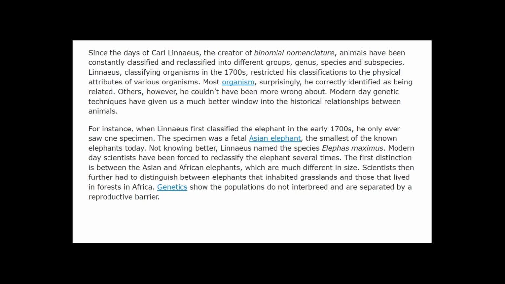Modern day genetic techniques have given us a much better window for historical relationships between animals, because related animals will always have similar DNA. But similar DNA can't be produced by convergent evolution. For instance, when Linnaeus first classified the elephant in the early 1700s, he only ever knew one specimen.